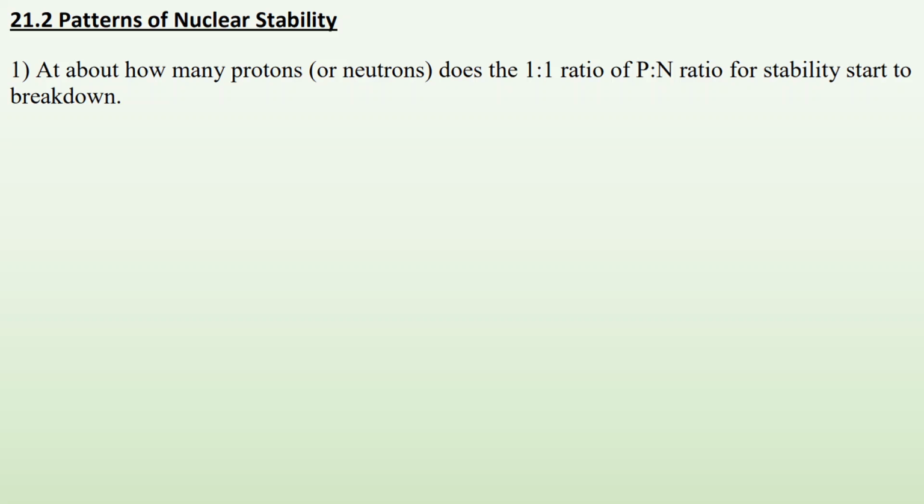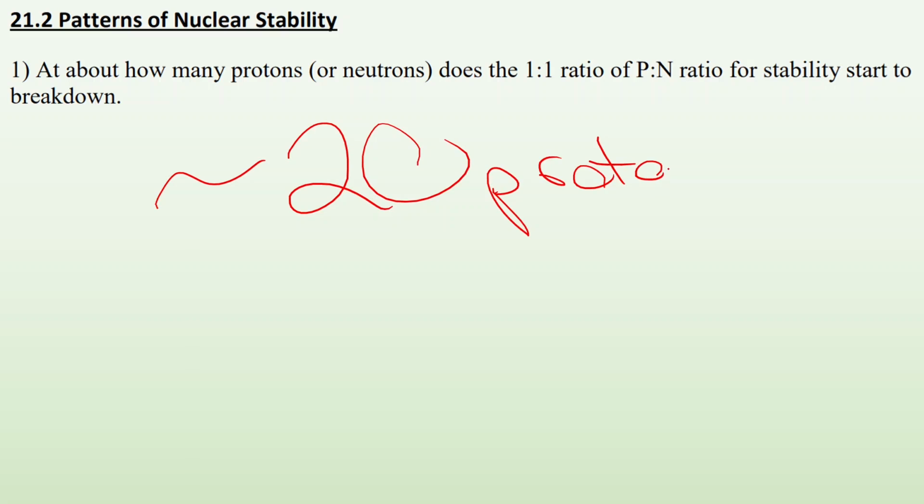Mr. Donahue here again. This time we're going to take a look at practice problems for 21.2, patterns of nuclear stability. So number one, at about how many protons or neutrons does the 1-to-1 ratio of protons to neutrons for stability start to break down? And it's at about 20. So once you get to about 20 protons, it's going to start shifting away from this 1-to-1 ratio.